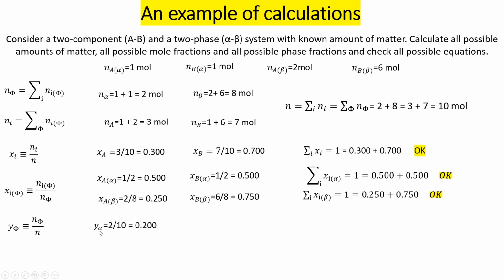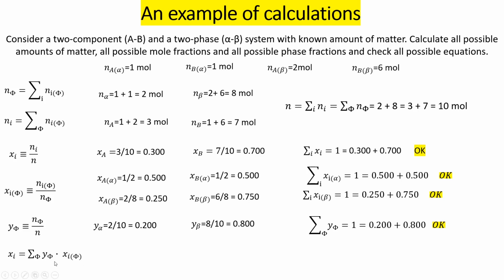First, the phase ratio of phase alpha is its amount, which we calculate as 2, divided by the total amount of matter in the system, which is 10. 2 over 10 is 0.2. The same for phase beta. We take N beta, which we found as 8, and divide it by the same 10, the total amount of matter in the system. I get 8 over 10, 0.8. And you remember we also have a rule that the sum of the phase ratios must be 1. Indeed, 0.2 plus 0.8 provides 1, which is okay.